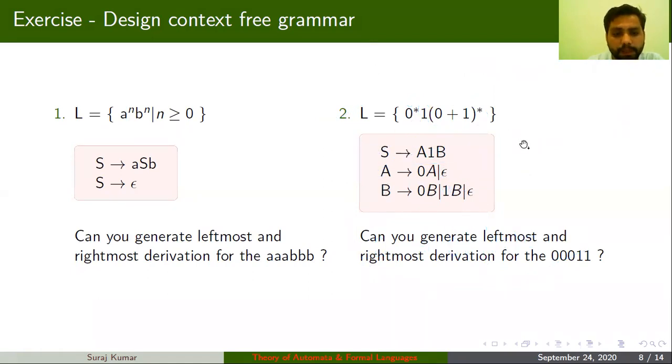Now, can you generate the leftmost and rightmost derivation for 00011? Yes, you can. To generate the leftmost derivation, you start your derivation from the starting symbol S, which is equal to A1B. Let me write it as text here. So you are actually starting with A1B.